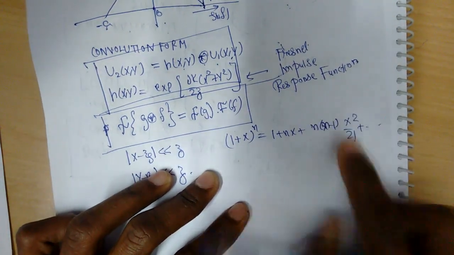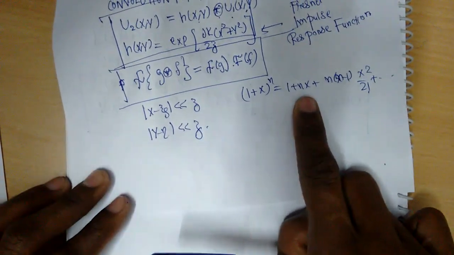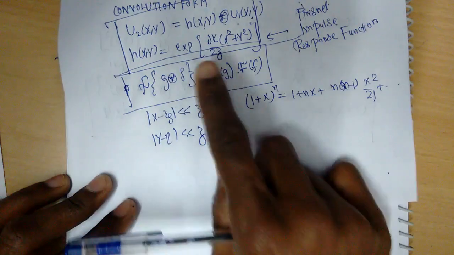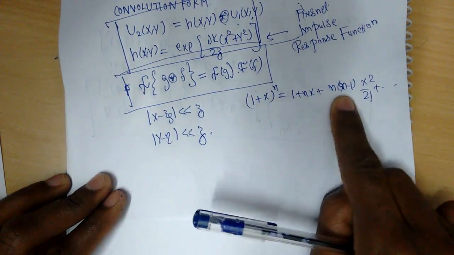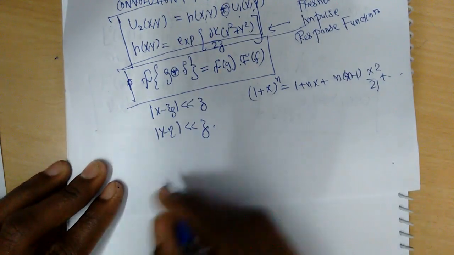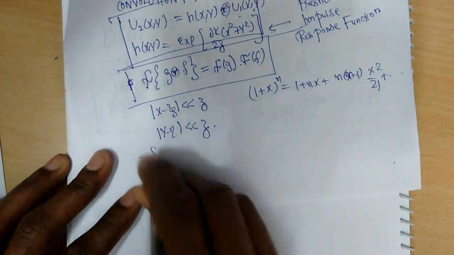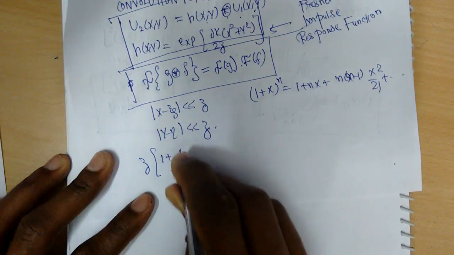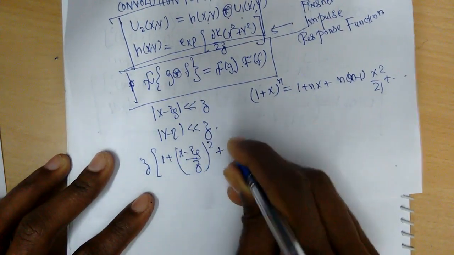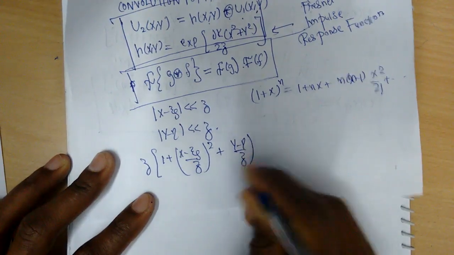This is n. Okay, so if you calculate the third term, because these two terms we have incorporated in our diffraction integrals, let me write down the third term. The third term will be given by, because before doing the binomial approximation, we have this.